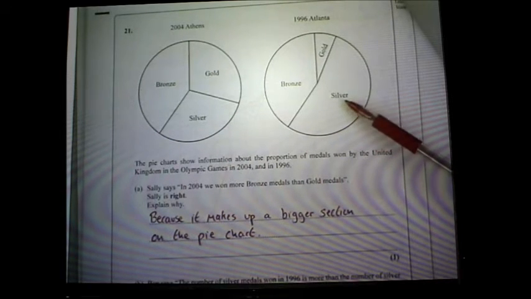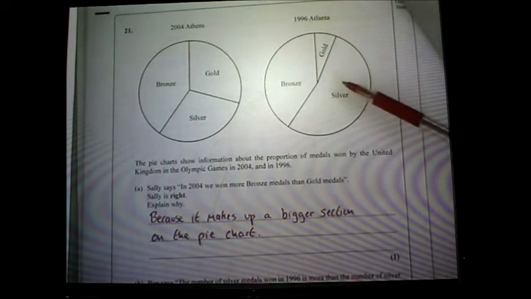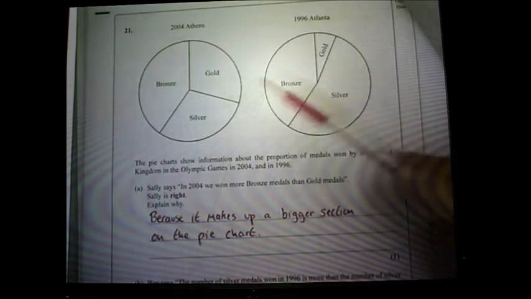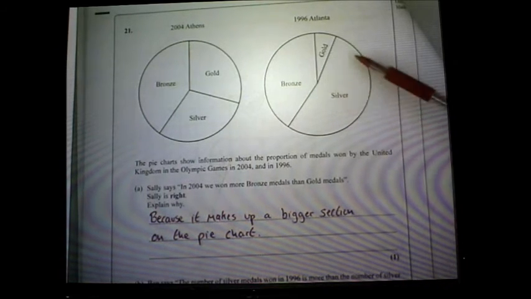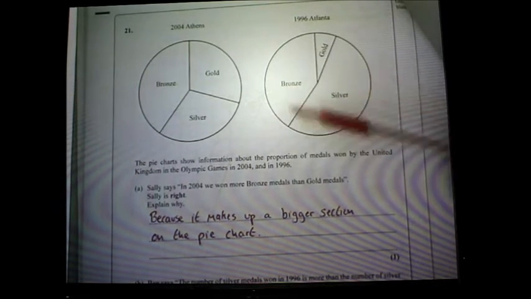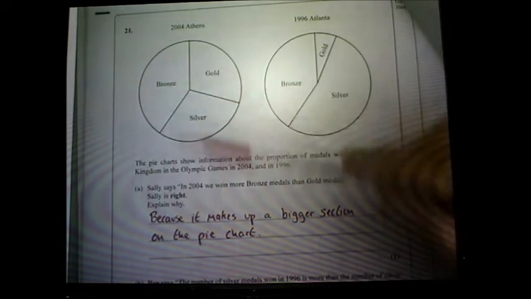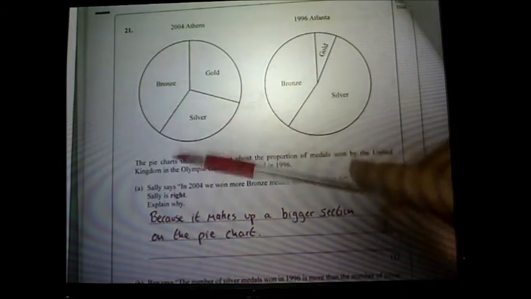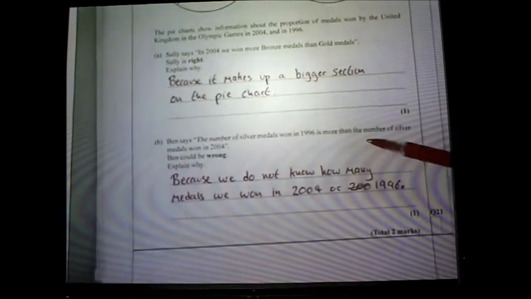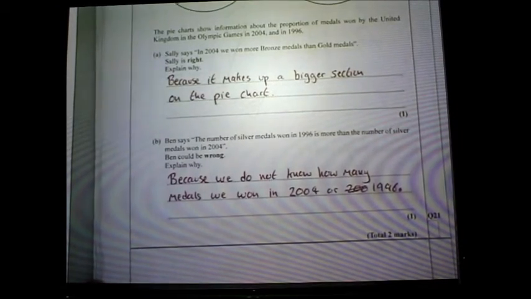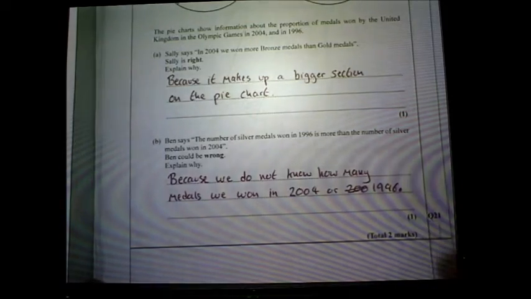He could be wrong. We do not know how many medals we won in 2004 and 1996. We could have, for example, only won 10 medals here, so 5 or maybe 6 of them would have been silver. We could have won 100 medals here, so if, say, a quarter of them, 25 could have been silver. So the answer is we do not know how many medals we won in 2004 or 1996.